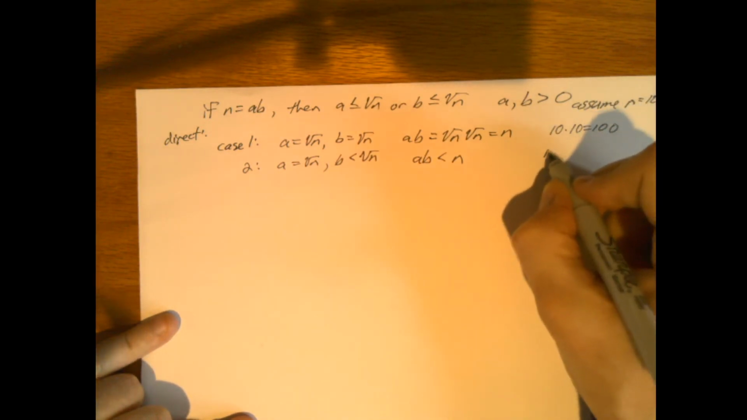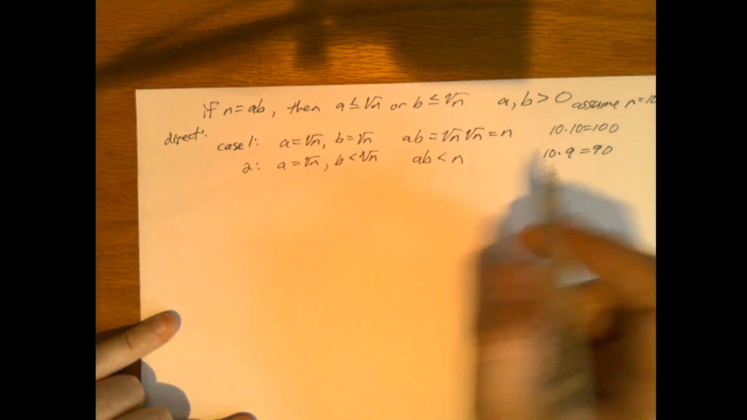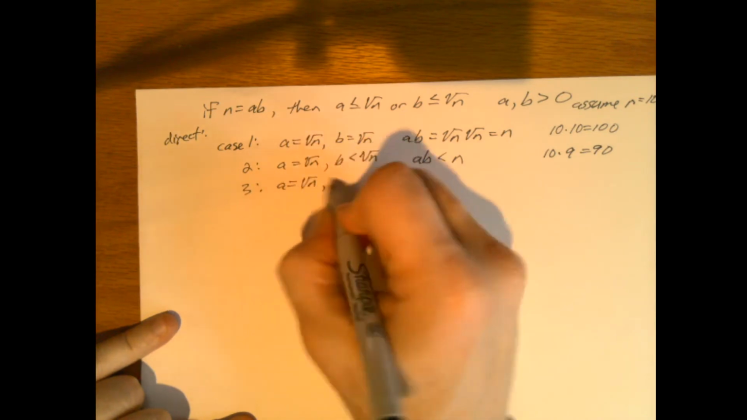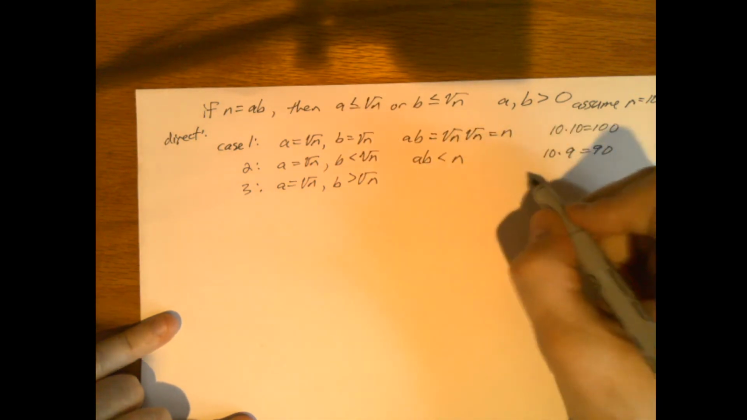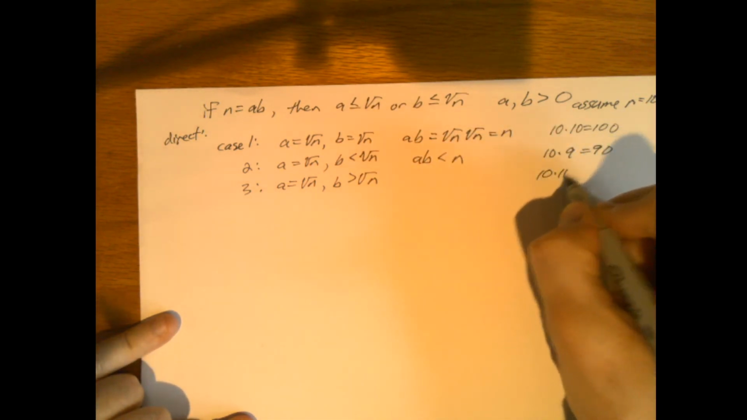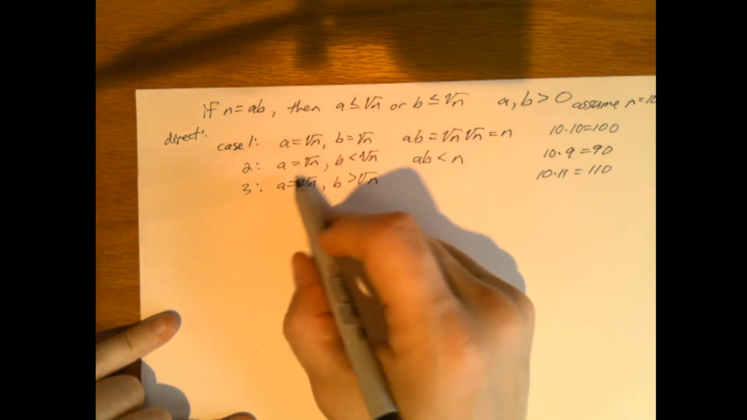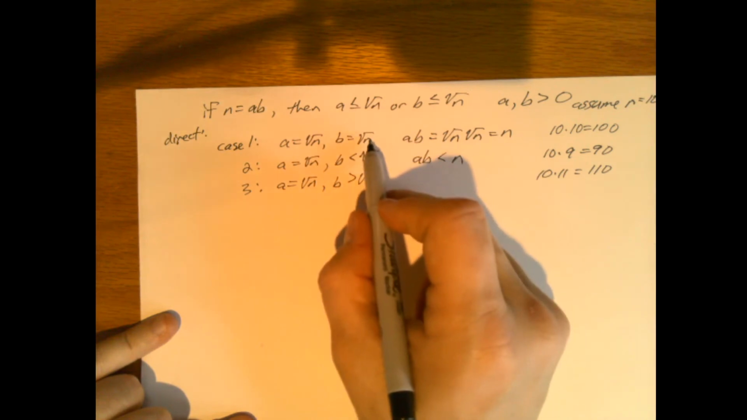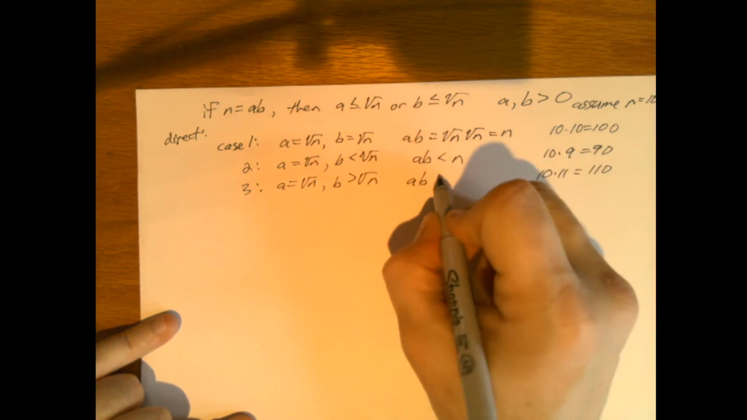This would be something like 10 times 9 equals 90, which is less than 100. Case 3: a is equal to the square root of n, and b is greater than the square root of n. So once again, this is like 10 times 11, which is 110. The logic's the same as it was before. We had the same a, but now our b is greater than the square root of n, so the overall result has to be greater than what we had before, which means it's greater than n.